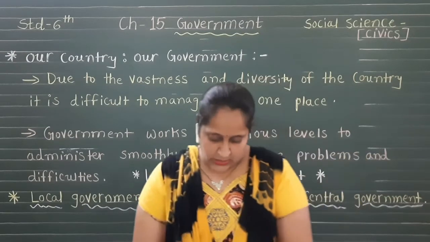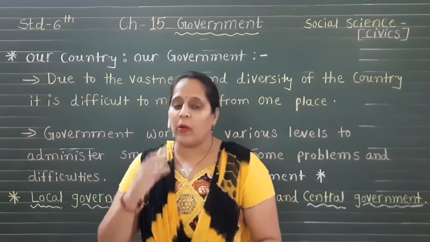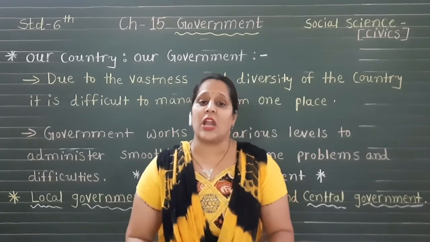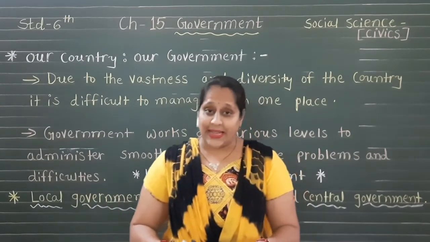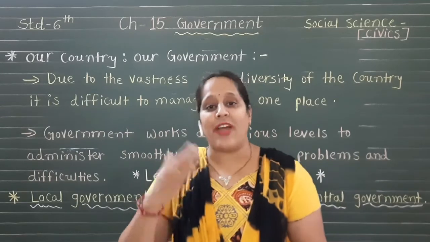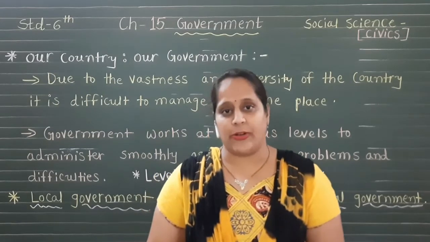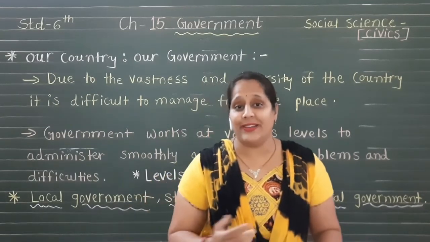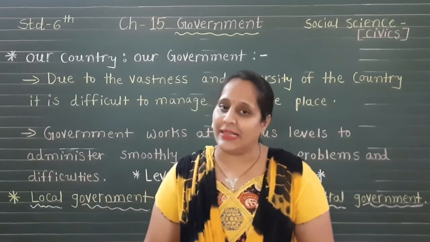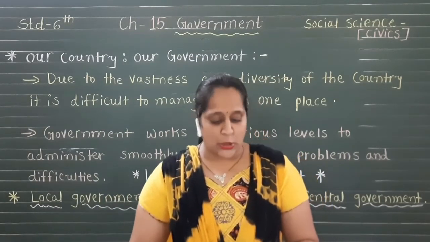Central government works in the democratic system of governance. Now, in detail, the three levels of government: first is the local government, which takes charge of villages and cities. Second is the state government, which takes charge of an entire state like Gujarat, Maharashtra, Rajasthan. And the central government takes charge of the entire nation. If we talk about India, from our capital, New Delhi, we take charge of the entire nation.